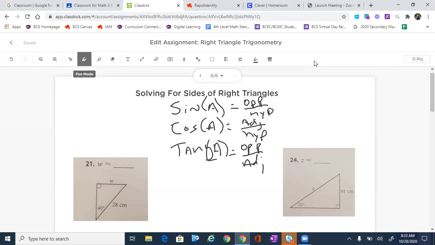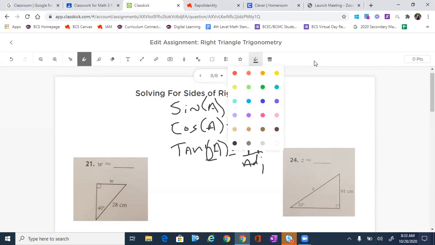Now, as I do these problems, I'm going to be doing some shading, and that's how we're going to indicate what side we're going to use and what angle we're going to use. So let's go to number 21 right over here. It says we're going to solve for W.